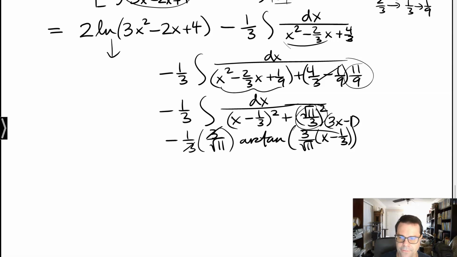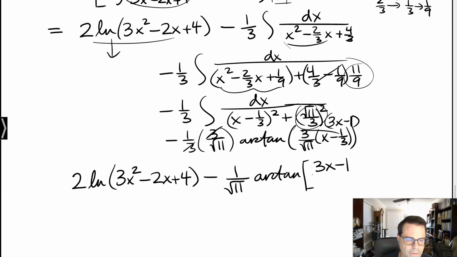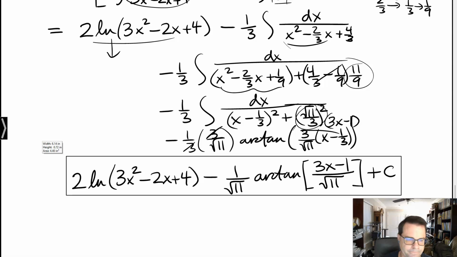Now we can put everything together. We've got the log term up here, so twice natural log of this stuff, minus 1 over square root 11 inverse tangent of 3x minus 1 all over square root 11. Okay, and that is about as bad as it's going to get for the irreducible quadratics raised to the first power.